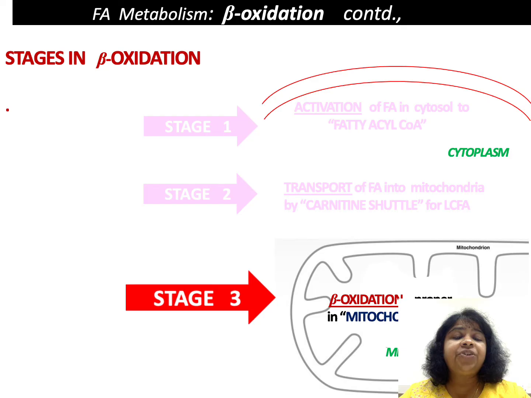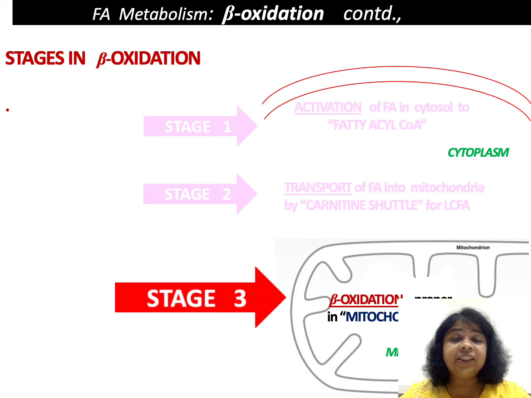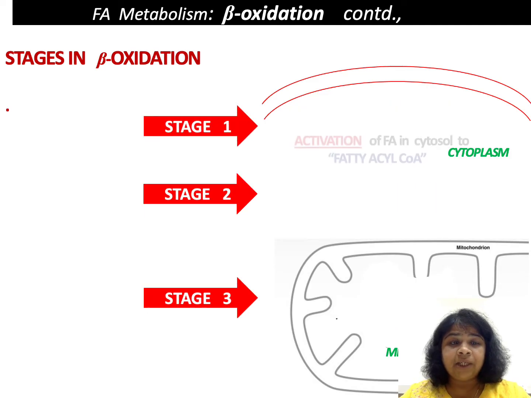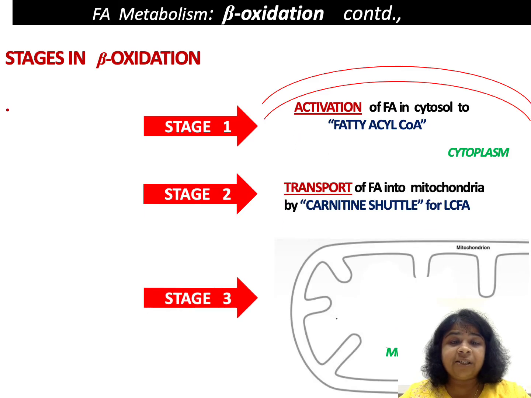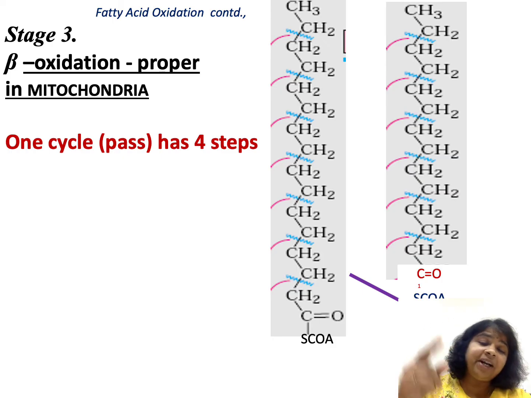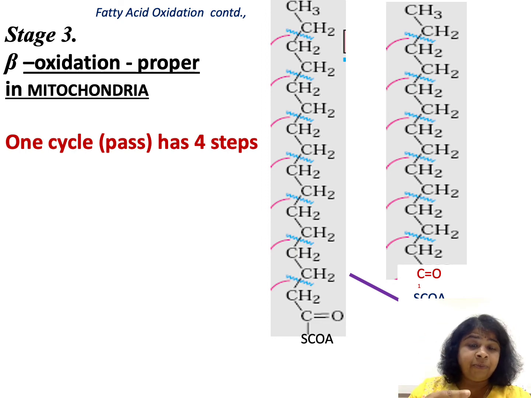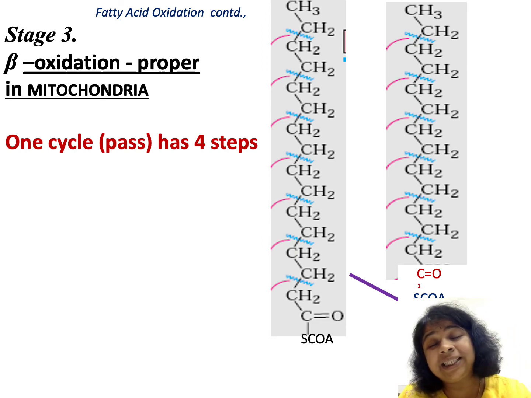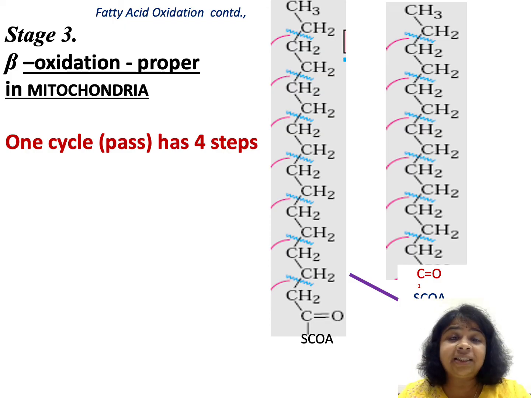So, now we looked at stage 1 and 2. Now, let us come to stage 3, that is proper beta oxidation. Activation is over, transport of fatty acids is over, and now stage 3. Beta oxidation is actually very simple. You just have 4 steps, 4 enzymes that you need to know, and this will repeat in a cyclical fashion. So, it is actually very easy compared to some of the other metabolisms that you have studied in carbohydrates.